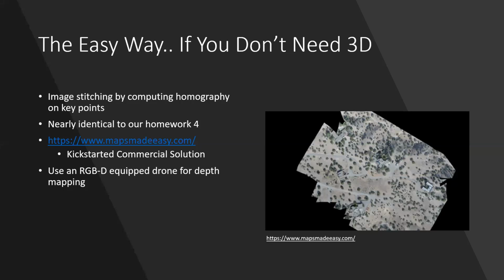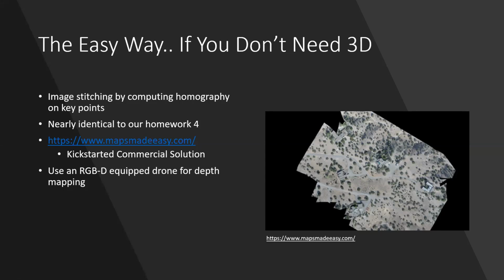So the easiest way to do any sort of 3D mapping is using something like ArduPilot, go up in the air and take a bunch of pictures. And then you can do something very similar to our homework, where you compute these homographies on these key points, and you can build a map very similar to what we're seeing in this right corner. And somebody actually went and implemented this. It was a Kickstarted commercial solution.